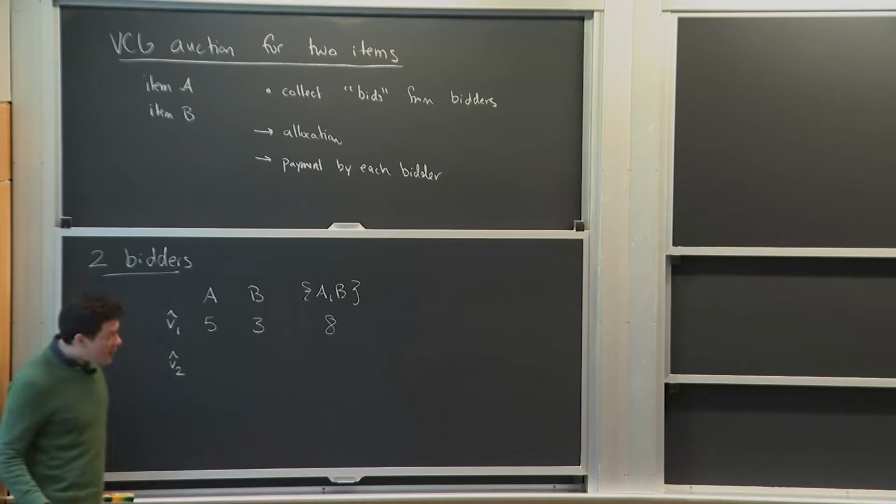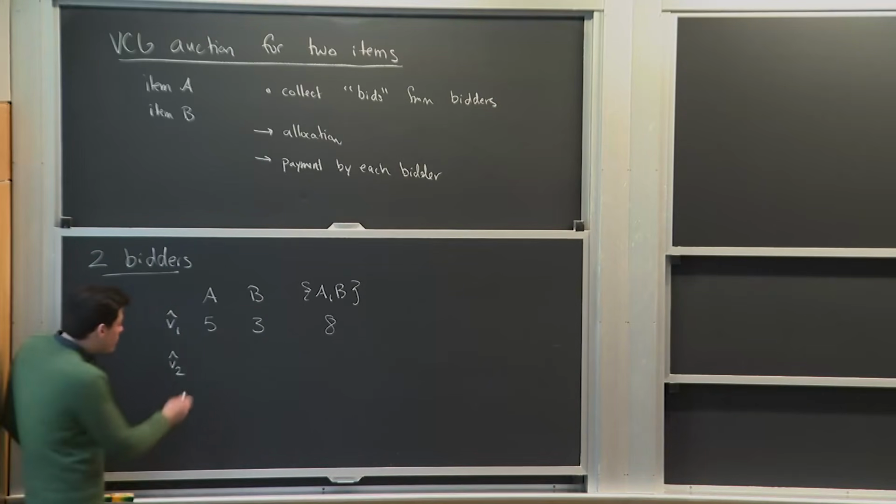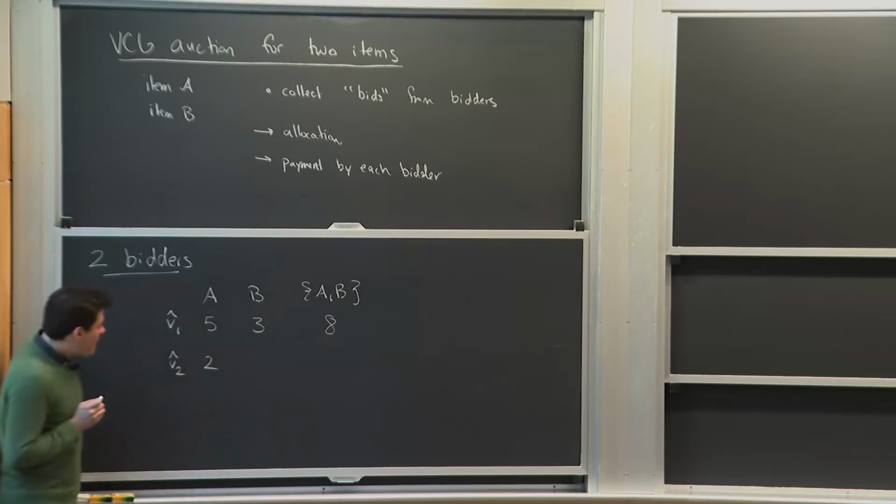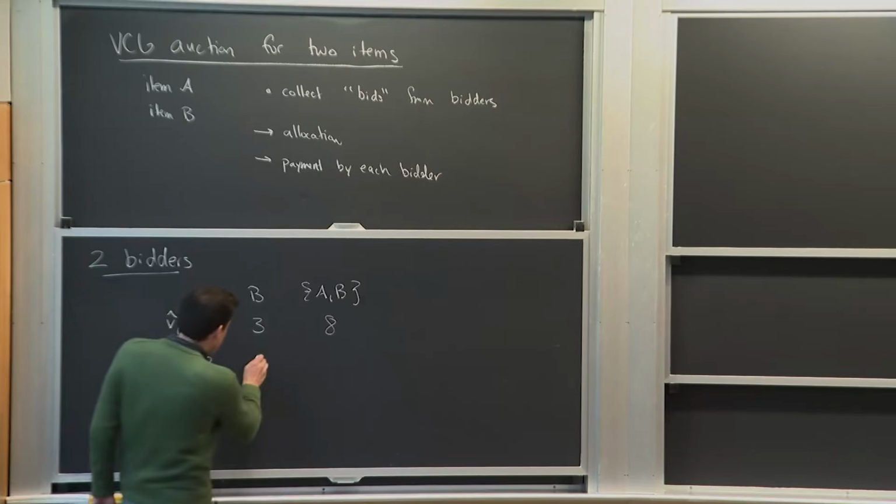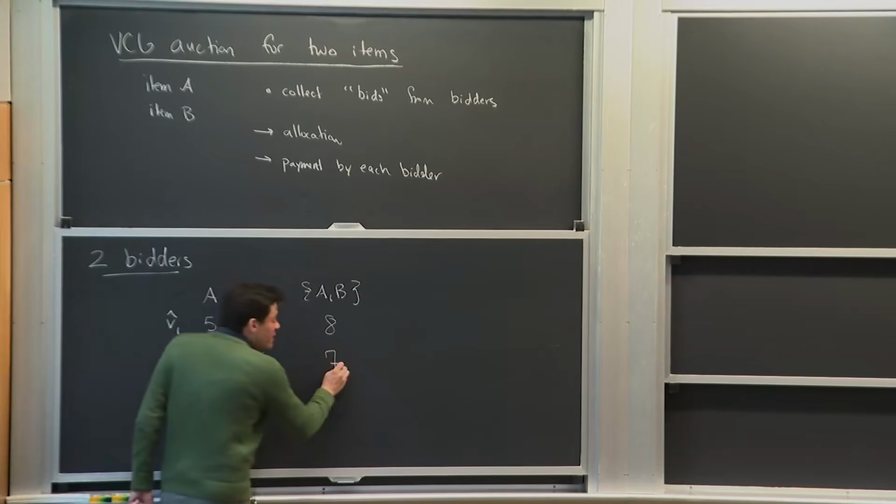Now let's look at bidder 2. Let's suppose bidder 2 says, I value item A alone at 2. I value B alone at 6. But I only value the bundle at 7.